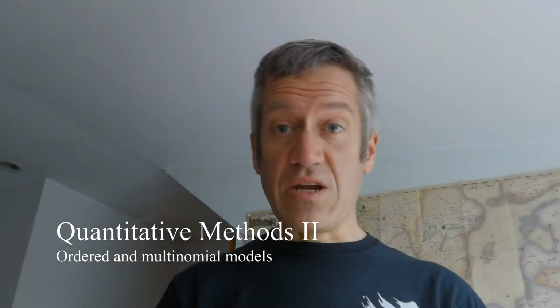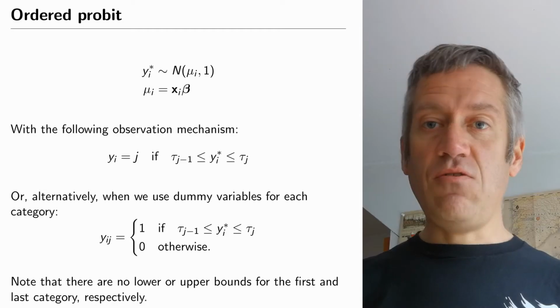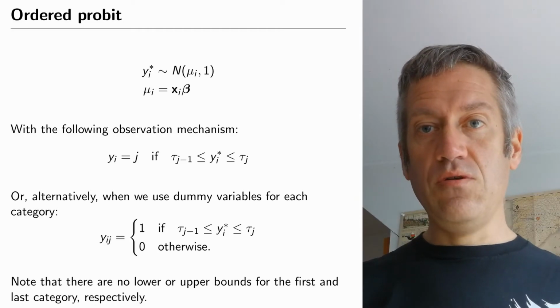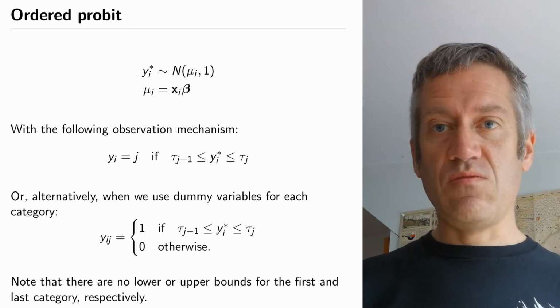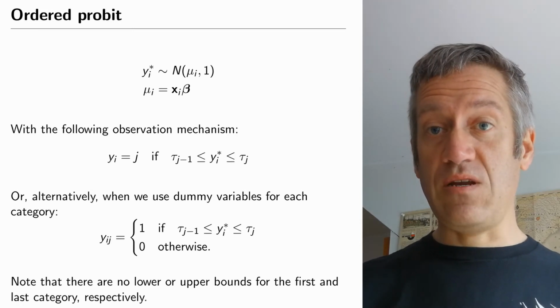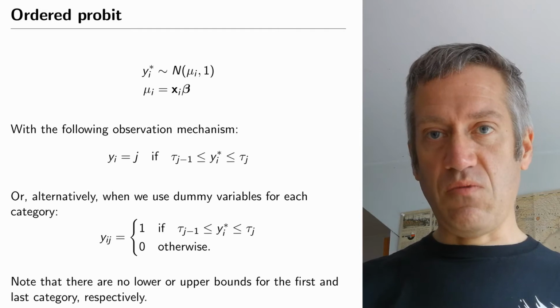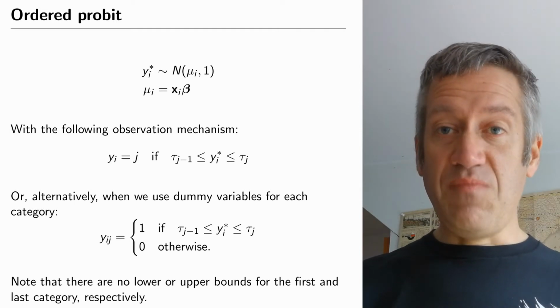So we've talked about a binary dependent variable. Let's think about an ordered dependent variable. So we have a categorical variable, but there is a particular order to them. And because there is a particular order to them, we can think of it as a similar latent variable model, just with more than one threshold. So we had the threshold at 0 between category 0 and category 1. With the ordered probit, we have many thresholds.